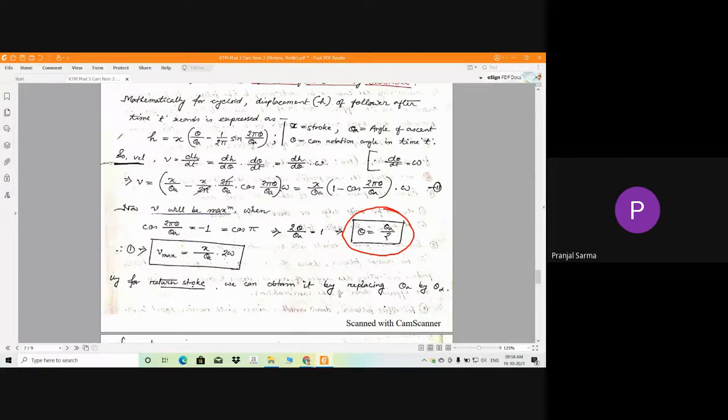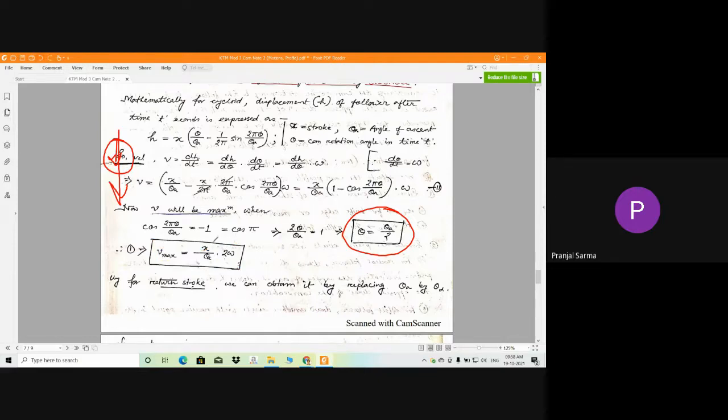This simplification I have already given. Right now we are interested in the image. So the maximum velocity we get is theta a by 2, and what is the expression for the maximum velocity? It's very important.